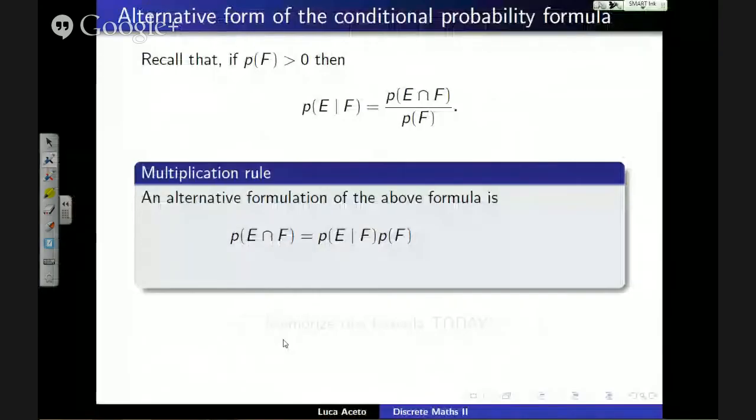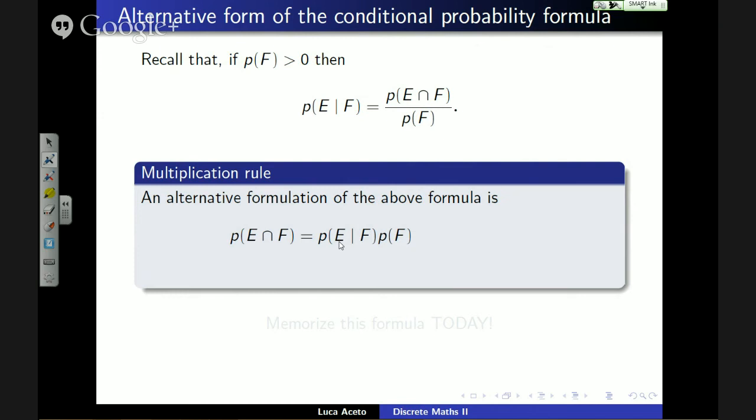Okay, so there are some alternative ways of looking at the formula for conditional probability. And here's the so-called multiplication way of looking at it. There's really nothing magic about it. If you look at this formula, we can multiply both sides by the probability of F. This really tells us that the probability of the intersection, that E and F occur together, is nothing but the product of the probability that F occurs and the probability that E occurs given that F has occurred.